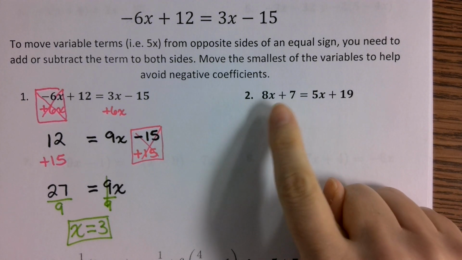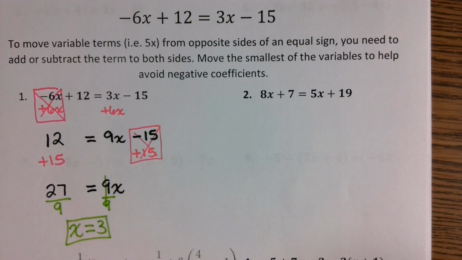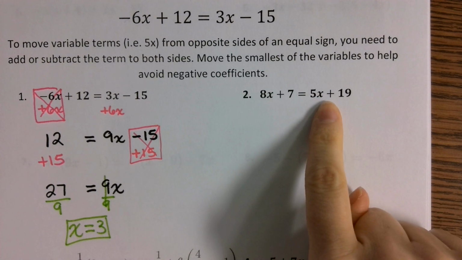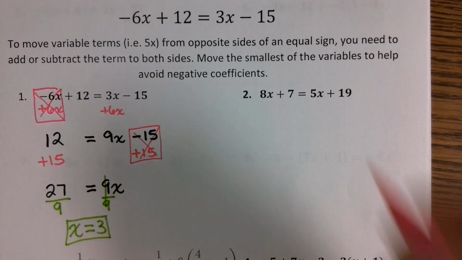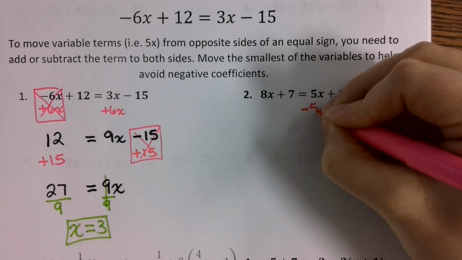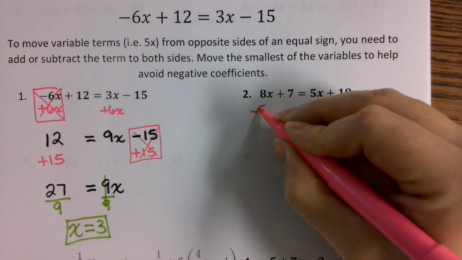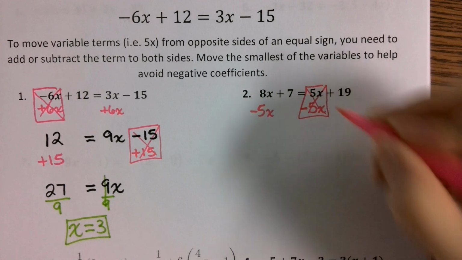I've got a variable on both sides, so I need to move one of the variables. Like I said, it's easier if you choose the smallest of the two variables. Which one is smaller, a positive 8x or a positive 5x? Logan? Positive 5x. So instead of having a positive 5x, I'm going to do the opposite, which would be to have a negative or subtract my 5x. So the 5x's are going to get canceled out. I'll zoom in so it's easier for you guys to see.